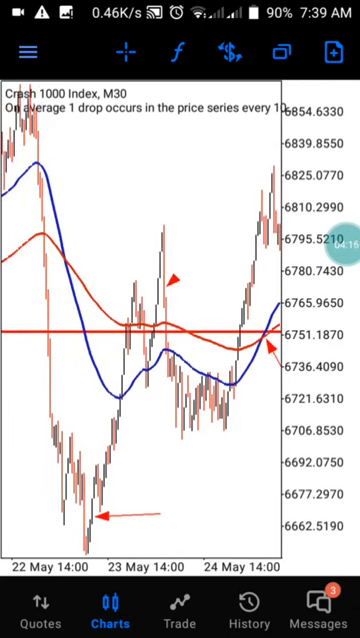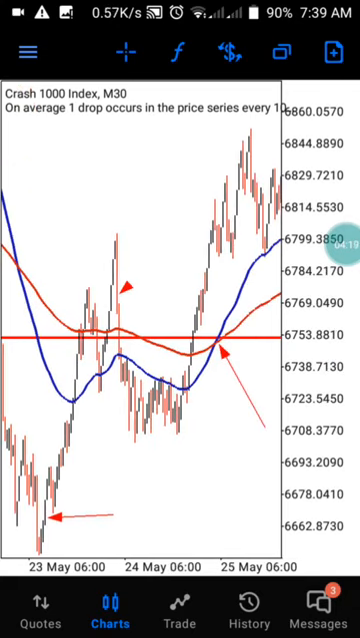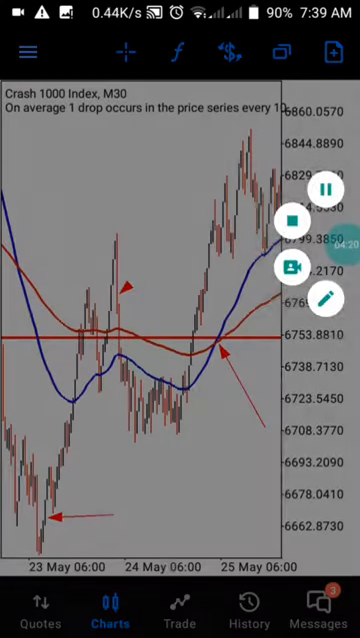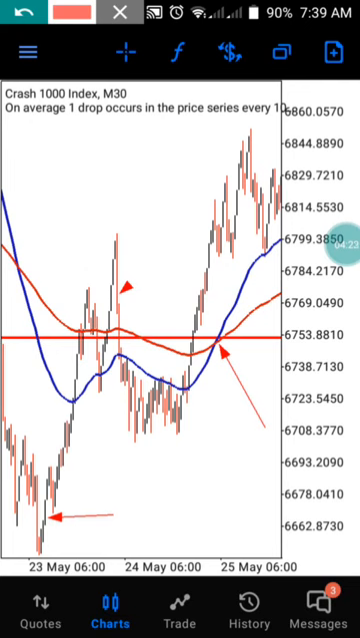From this particular crossing line, it will help you to identify the trend of the market. We have a crossover at this area, and it was telling us that the blue line is crossing over the red line, which means we have an uptrend in the market.